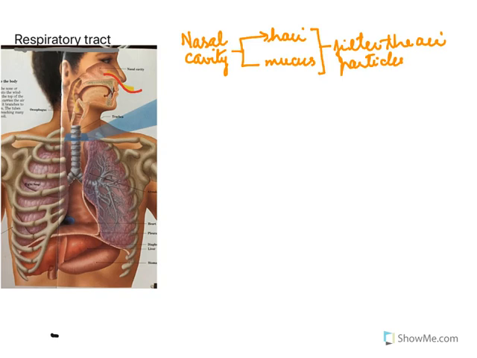Now after we go through the nasal cavity, the air is entering into the trachea. Now this trachea has these rings. If you touch your neck region, you will find these rings. These are called the cartilaginous rings.